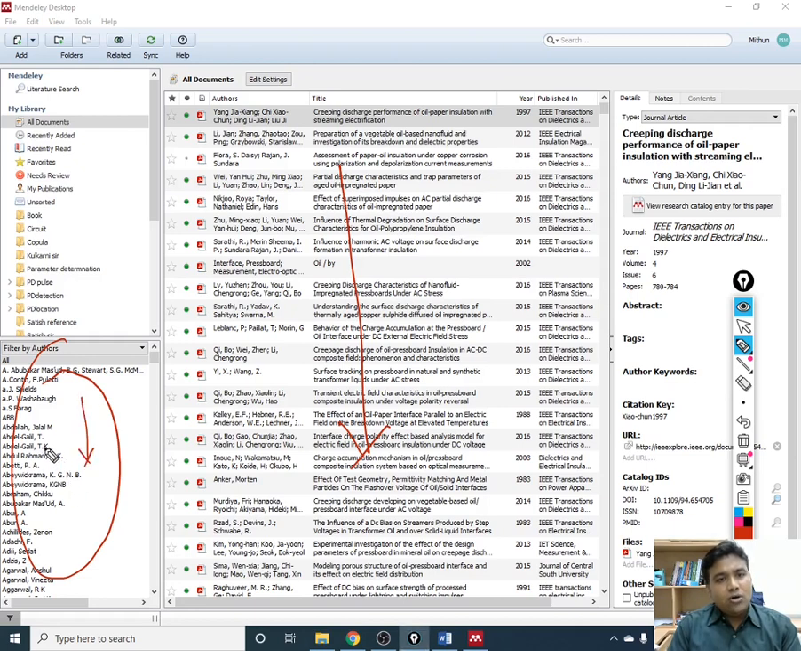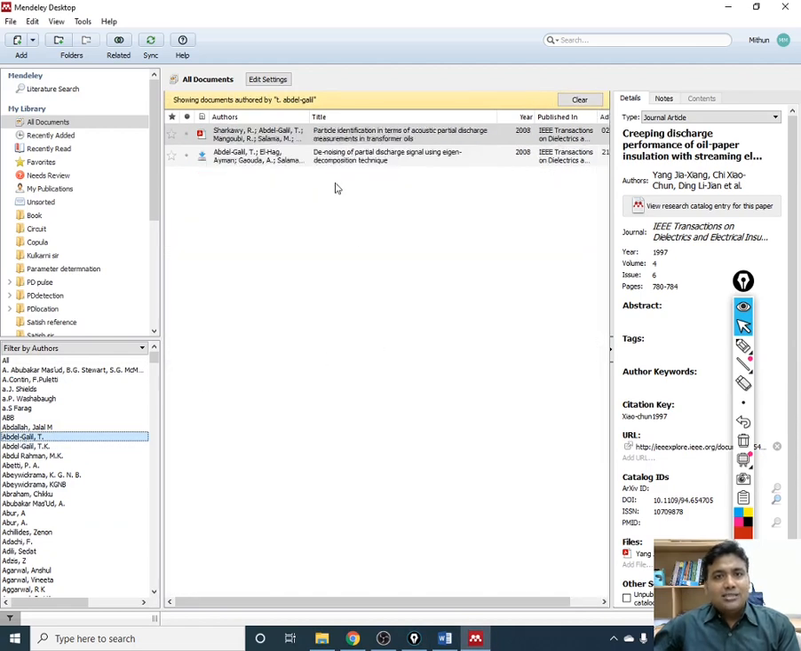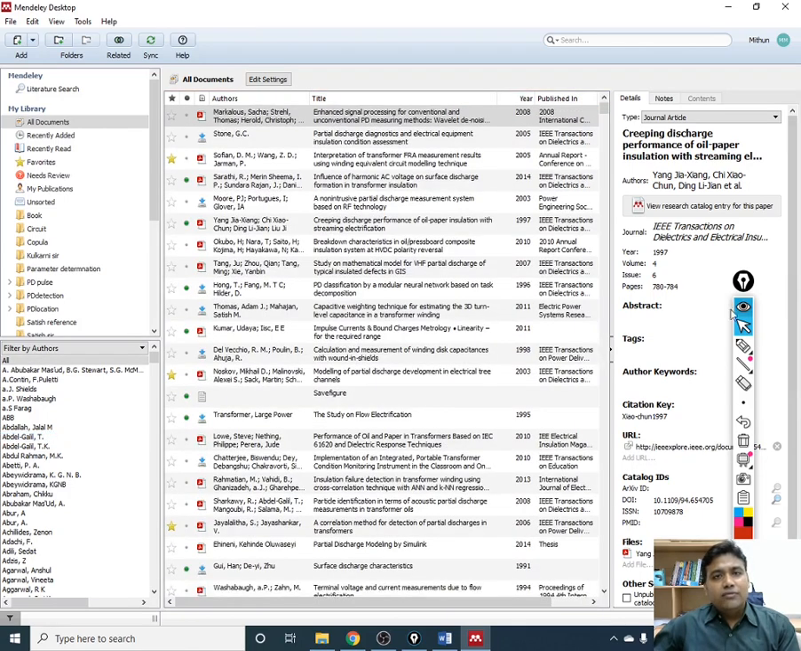So if you click on a particular author, only the papers which that author has published will come. Let me show you this. Suppose I want to read a paper of this author, so I'll just click it, and then I'll see that there are only two papers of this author. In this way, you should remember the renowned authors who have published in this field.